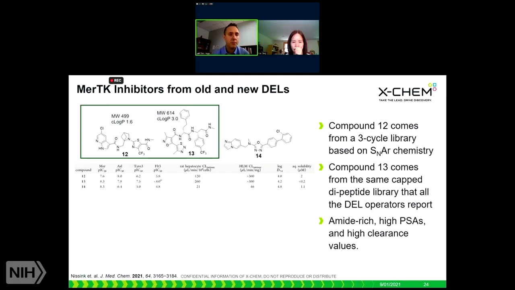These ones were potent. If you look at the data on the left-hand side, pIC50s for these 2 were 7.6 and 8.3. So they're potent, fairly selective actives. But they are amide rich. They had high polar surface area. And what our partner found out is that they had high clearance as well, which is indicated in the middle portion of this slide.